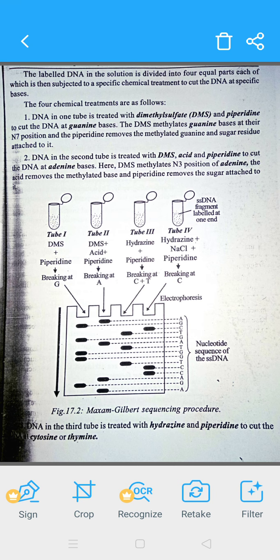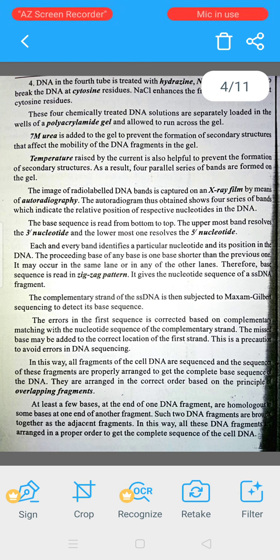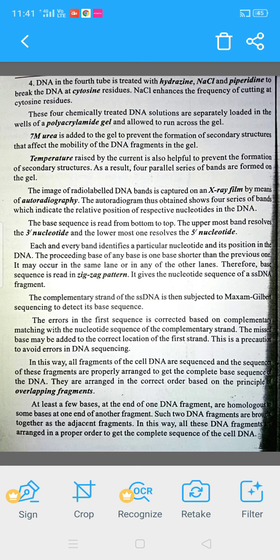DNA in the third tube is treated with hydrazine and piperidine to cut at cytosine or thymine. And the DNA in the fourth tube is treated with hydrazine, NaCl and piperidine to break the DNA at cytosine residues. NaCl enhances the frequency of cutting at cytosine residues.